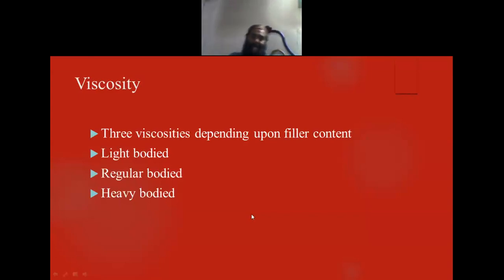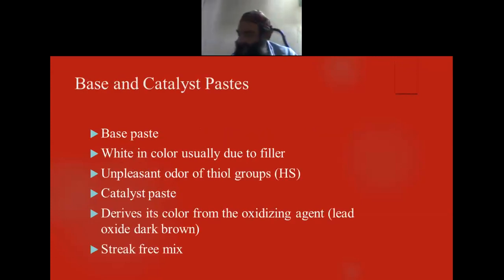Now, viscosity. There are three viscosities depending upon the filler content available. Number one is light bodied, number two is regular bodied, and number three is heavy bodied. But according to classification, heavy bodied is number one, regular body number two, and light body number three.